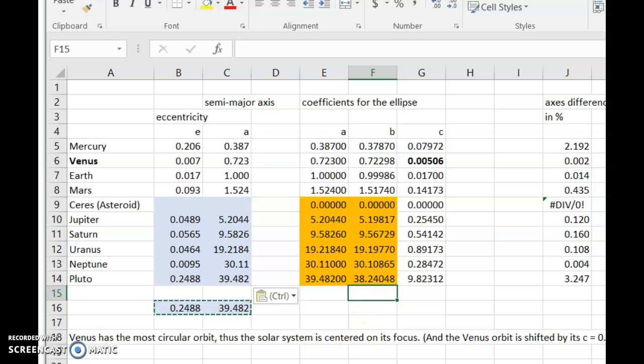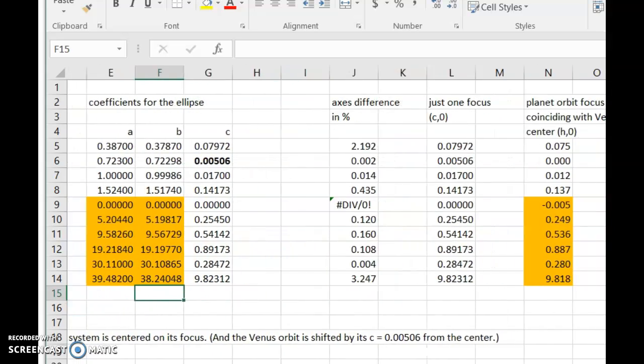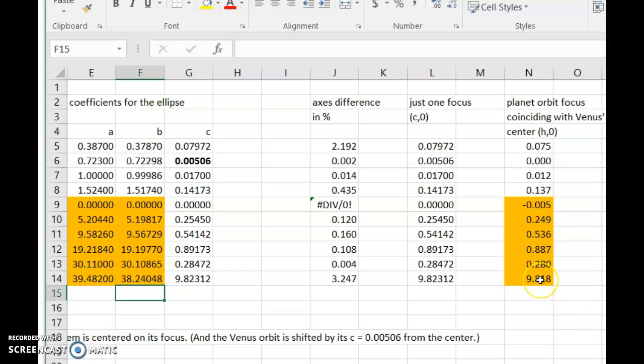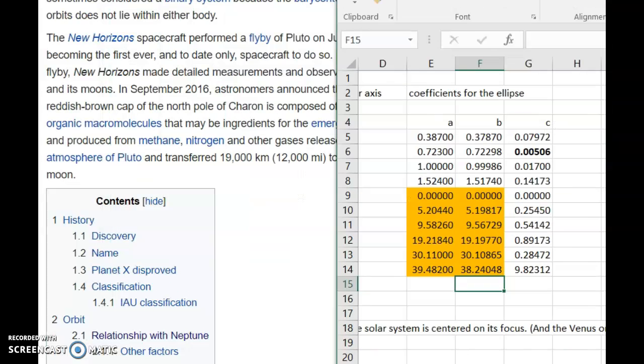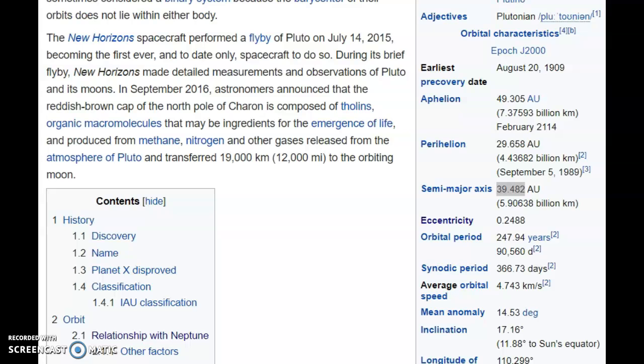Now the numbers that I do need are these here, the 39.482, the 38.240, and then there is one little bit off here, and that is the focus, 9.818. So that means that the Sun is actually quite a bit away from the center of Pluto's ellipse. I think I already copied that into Desmos, so now I have to remember these other two here. I think I know how I'm going to do that. I'm going to push this window to the side so I can look at it at the same time.